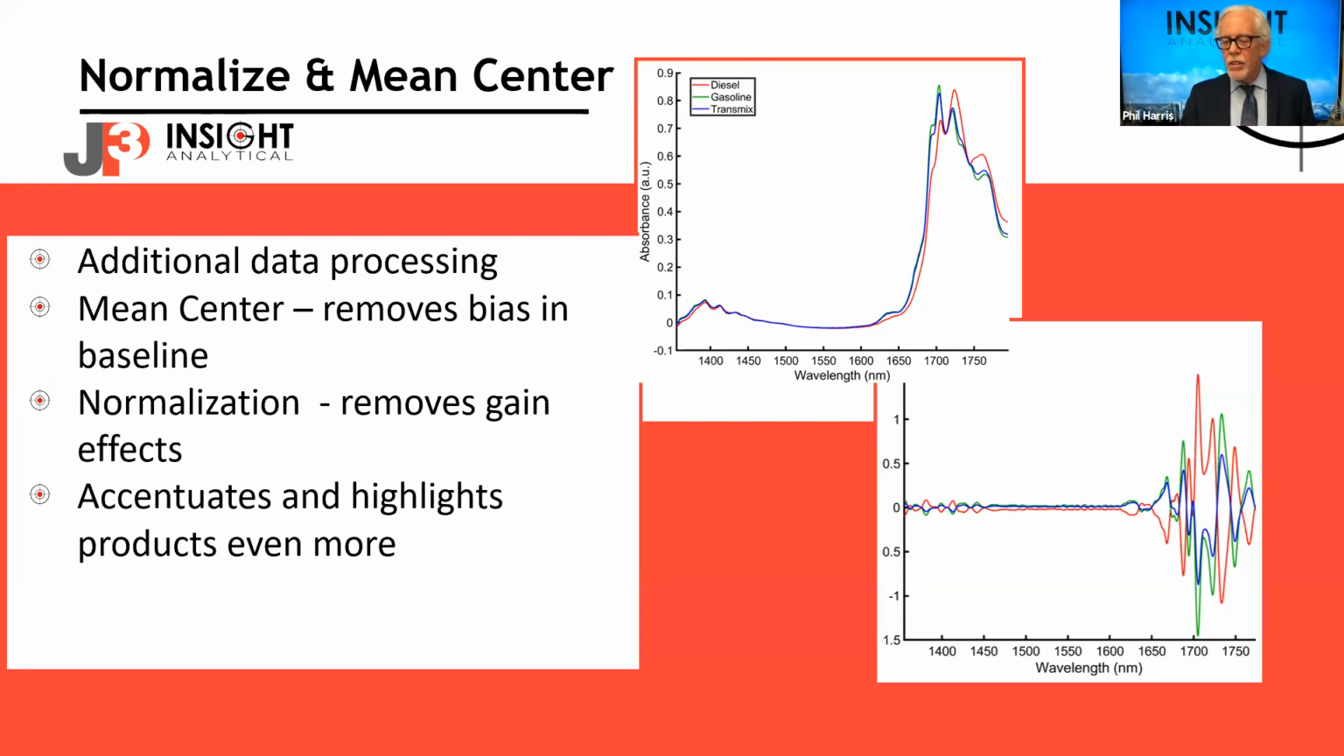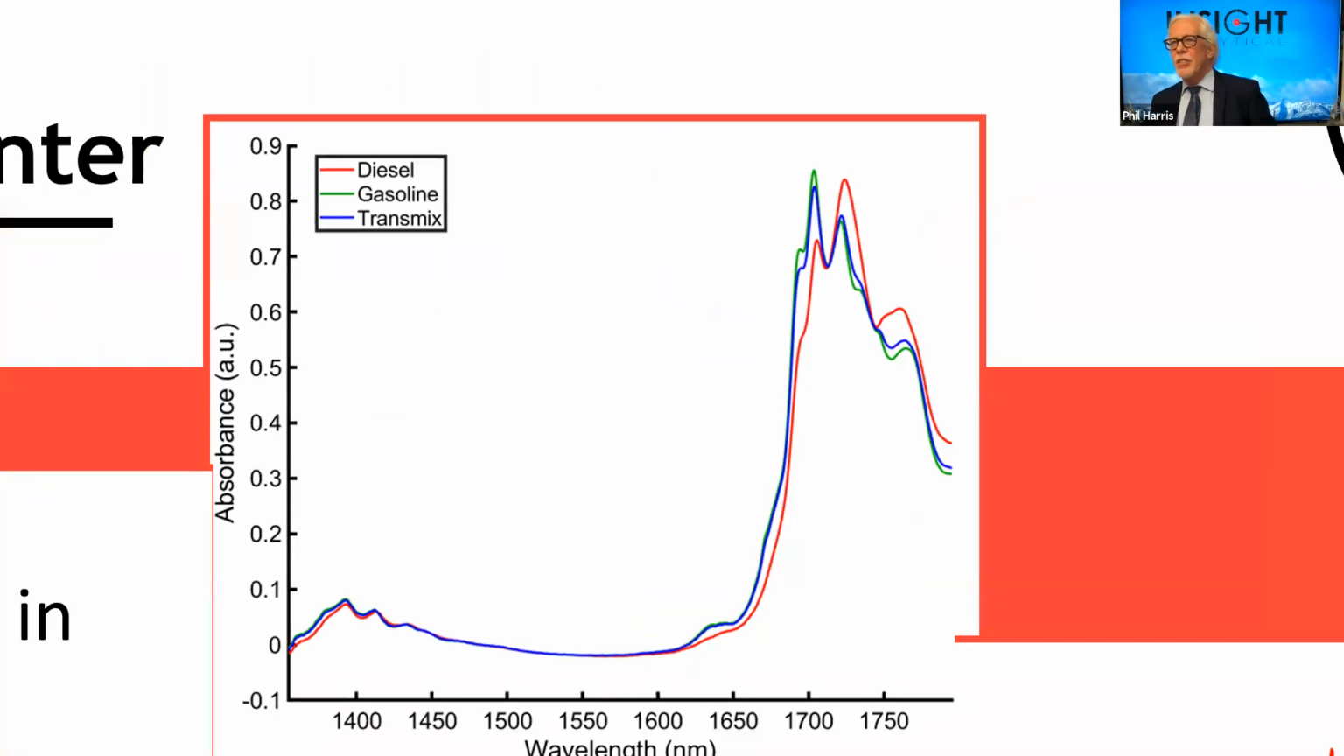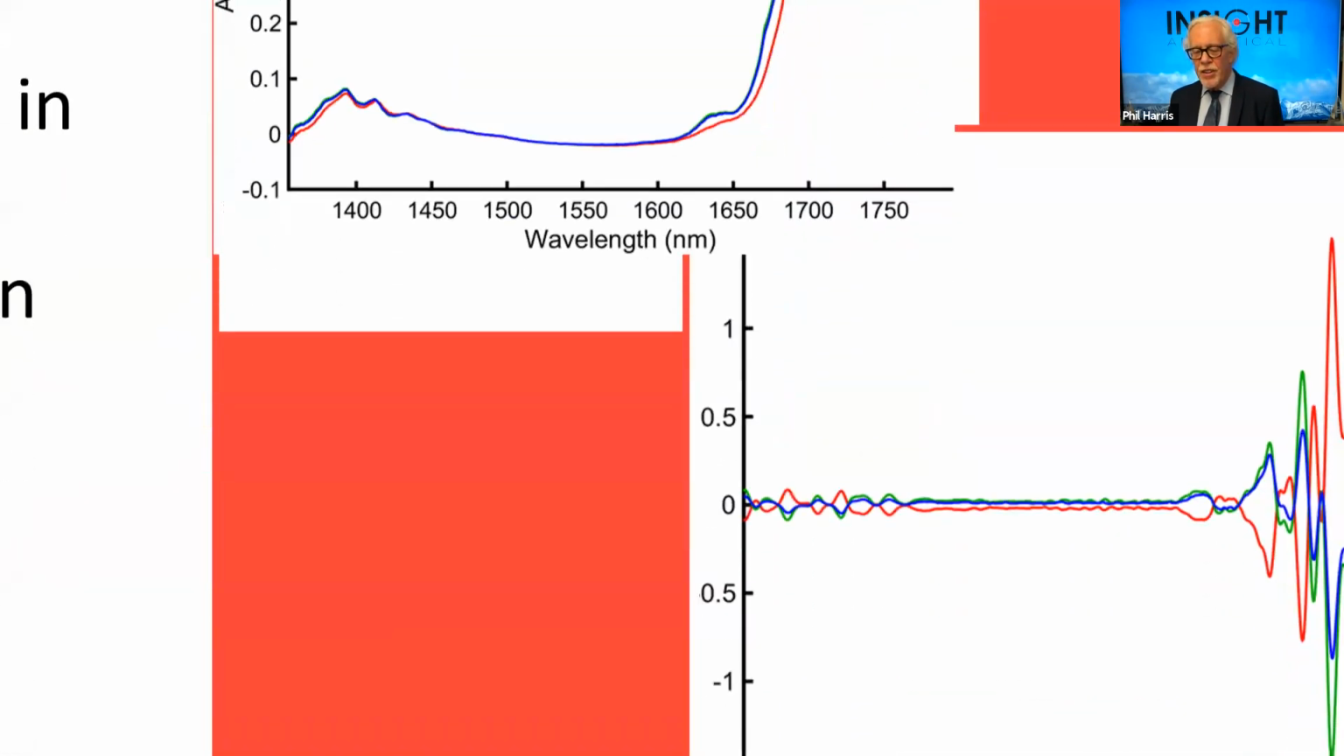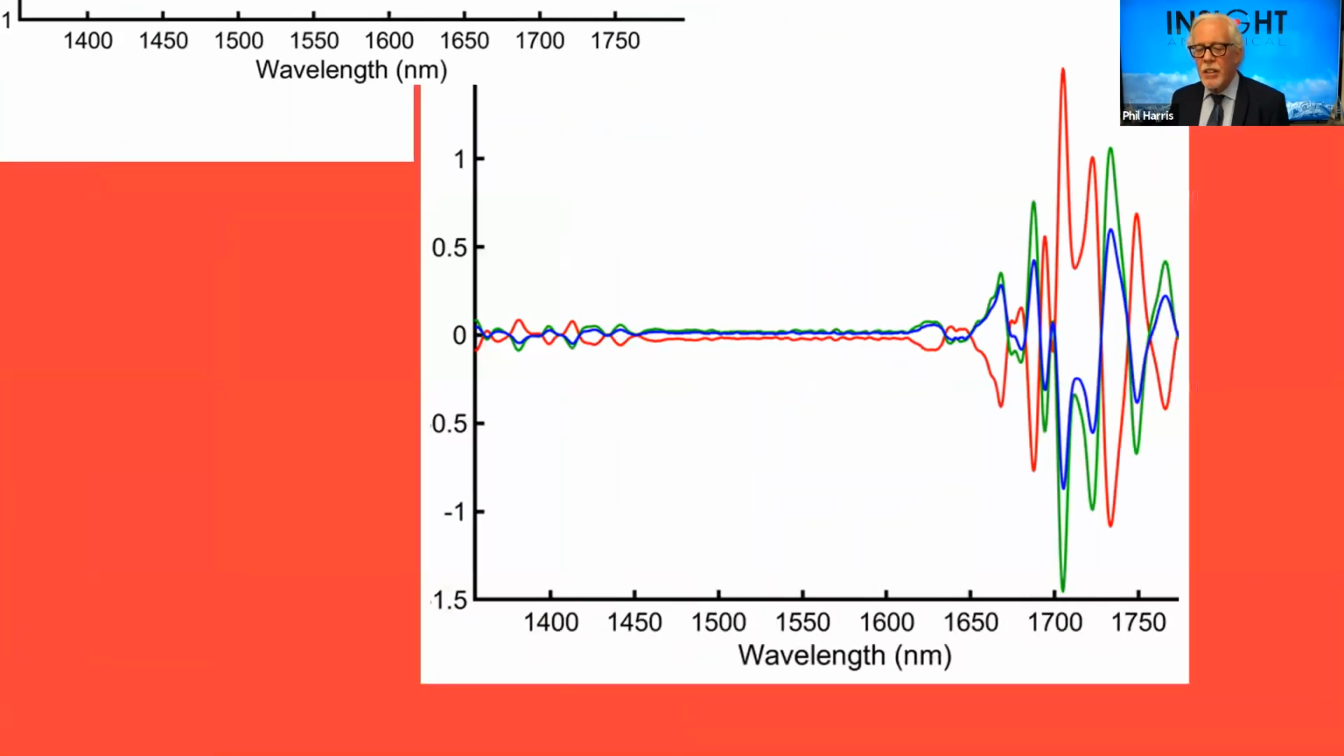If you look up here, red is diesel, green is gasoline, and blue is a product that's in between the two, the transmix. You can see they all sit and overlap on each other. By the time we've done all this data processing, you can see that the diesel corresponds to a projection onto the principal component, or a projection. Brian's going to beat me up, he's going to tell me all the words I used wrong.